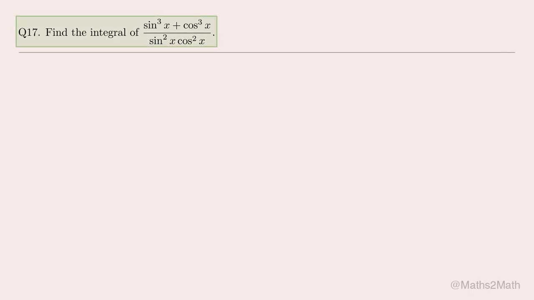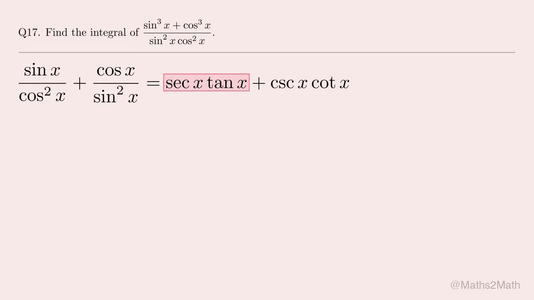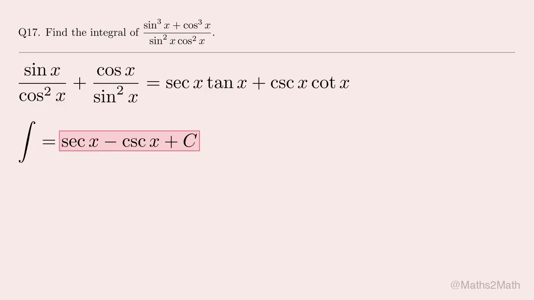Question 17. Split the sum over the product of squares. Each piece becomes a secant or cosecant family term. The split gives sine over cosine squared plus cosine over sine squared. Secant tangent plus cosecant cotangent.